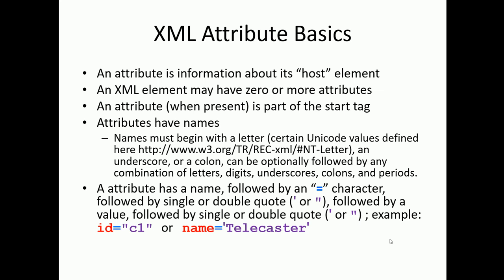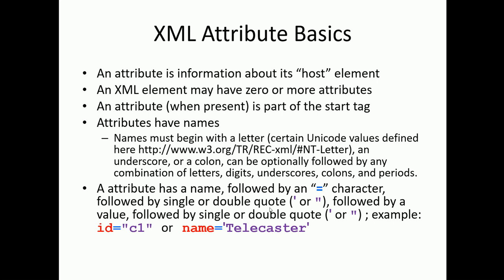So let's talk about attributes. An attribute is information about its host element. An XML element may have 0 or more attributes. An attribute, when present, is part of the start tag. Attributes have names. Names must begin with a letter, certain Unicode values defined here in this URL, an underscore, or a colon, and can optionally be followed by any combination of letters, digits, underscores, colons, and periods.